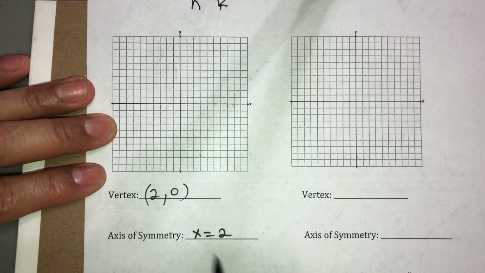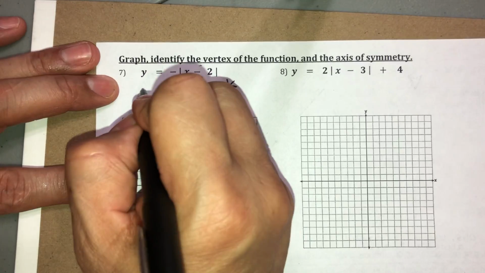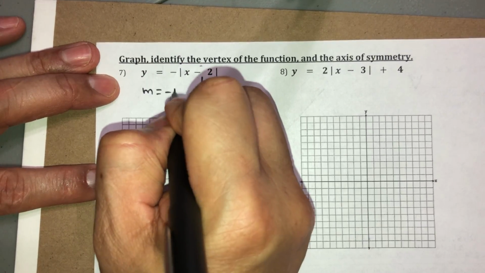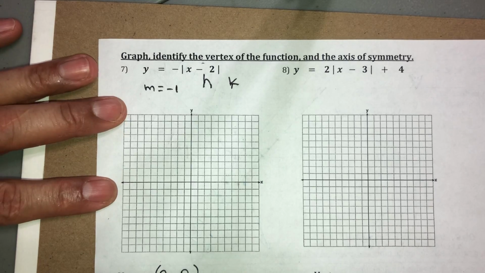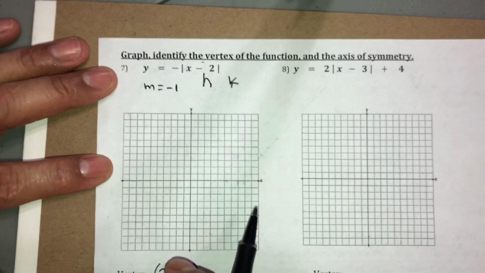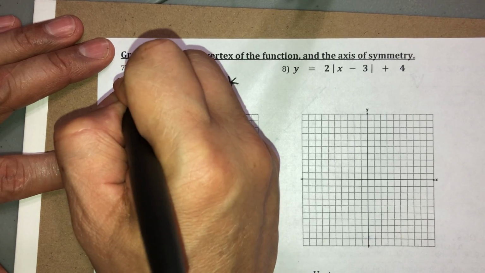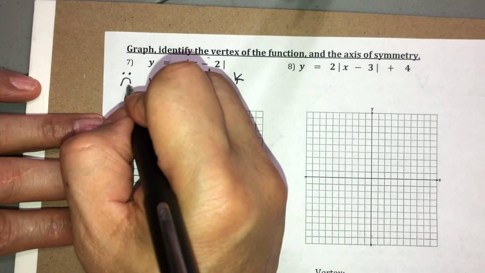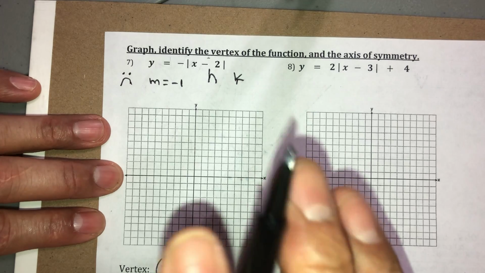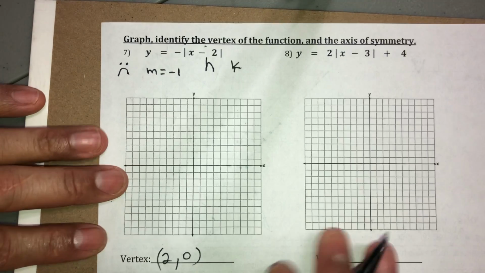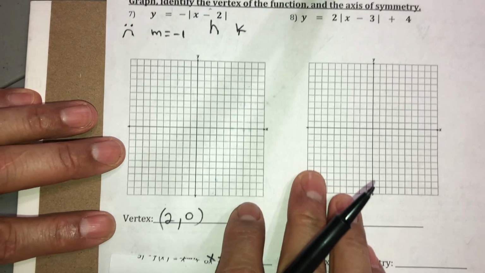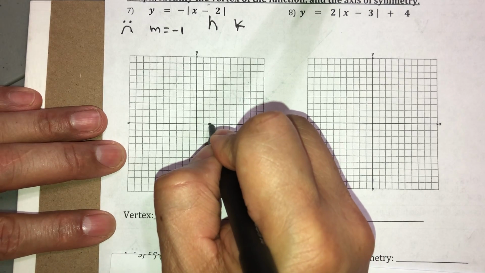Now, to graph this, I need the vertex and I need the slope. And look here, my slope here is -1. That means -1/1. So that's going to be a Z, okay? It's a ZV. So how am I going to graph this? Let's start with the vertex. The vertex is 2, 0, right? So it should be here.